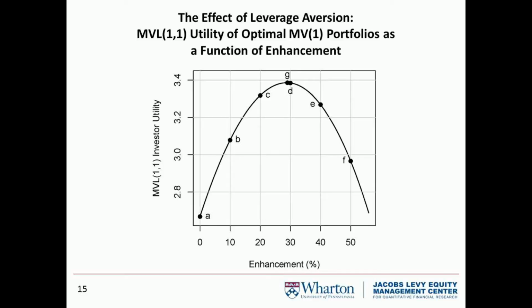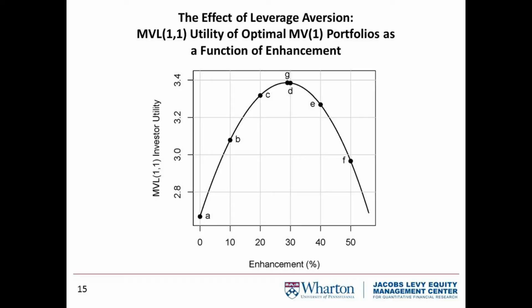Now, in Ken's example before with mean variance analysis, he showed that utility increases with leverage. Now we're going to see the effect of this third term, of bringing a leverage aversion term into play. So we're looking at these portfolios A through F that Ken described before, but previously utility was higher for each one of these portfolios as you move successively out to portfolio F.